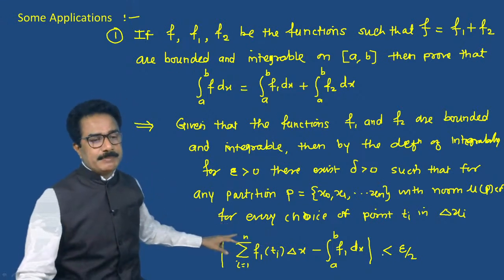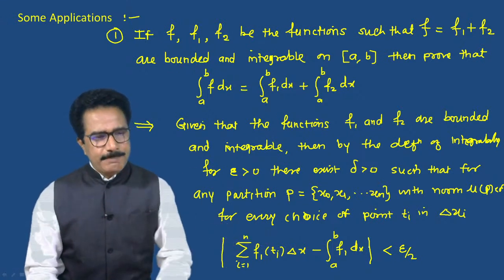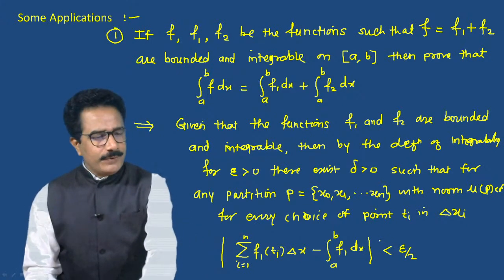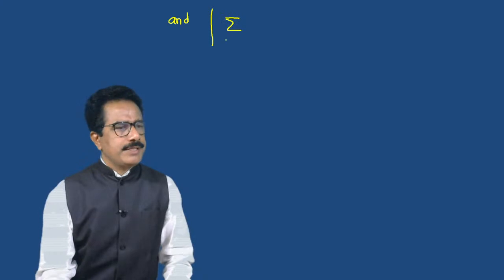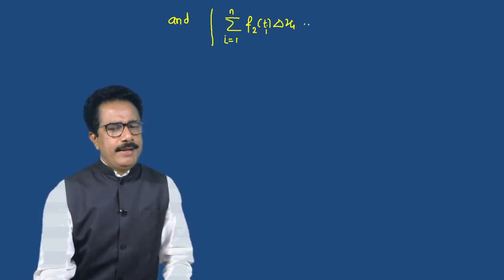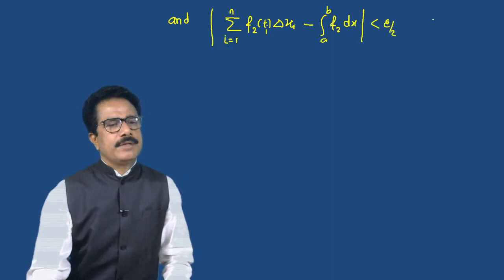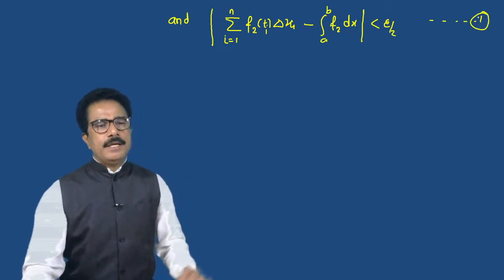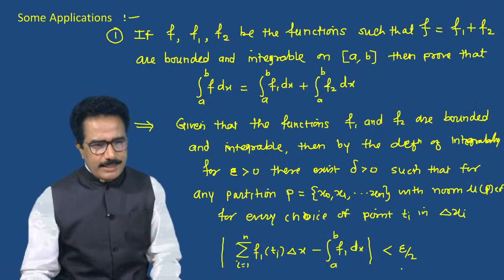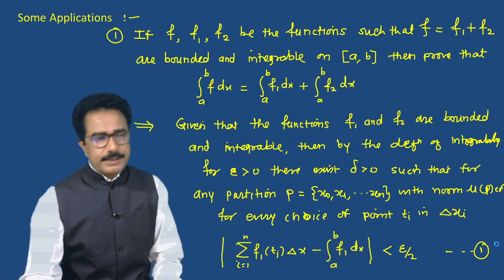Since f1 is integrable, we can write this. Similarly, f2 is also integrable, so mod of summation i equals 1 to n f2 of ti into delta xi minus integral from a to b f2 dx is less than epsilon by 2. Suppose this is equation number 1, and this is equation number 2.